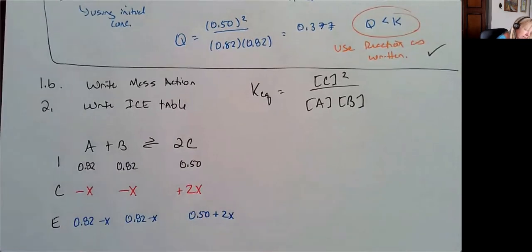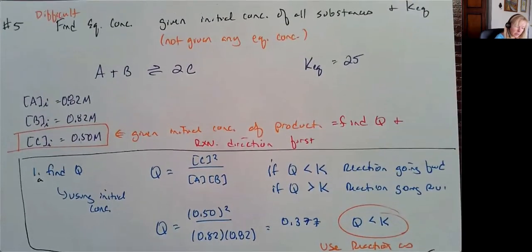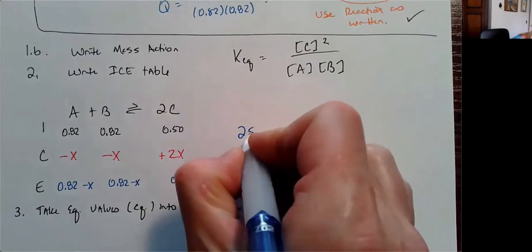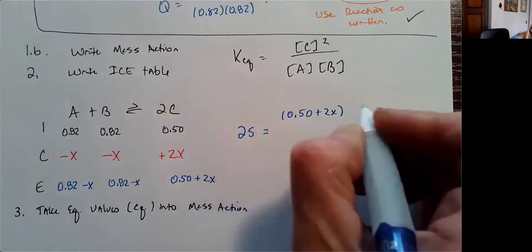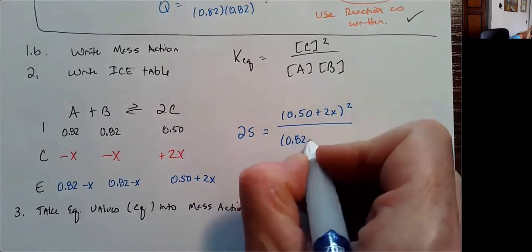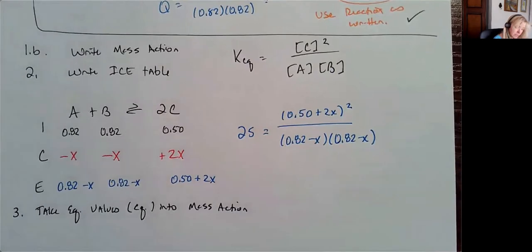Now I'm going to take these values and I'm going to plug them back into my mass action. So step 3, I'm going to take my equilibrium values, equations really, into my mass action. All right, so K eq, if you remember all the way back here, was 25. So I'm going to have 25 equals 0.50 plus 2x, and this whole thing is squared, over 0.82 minus x times 0.82 minus x. Now I'm going to solve for x.